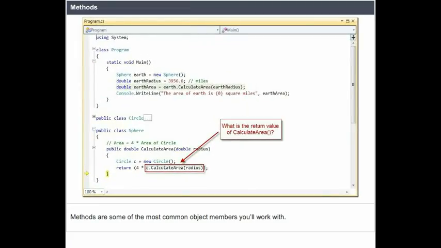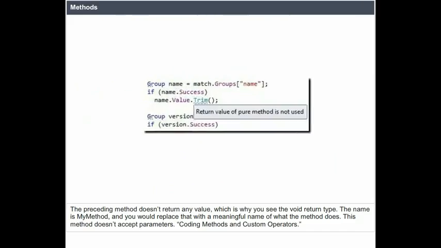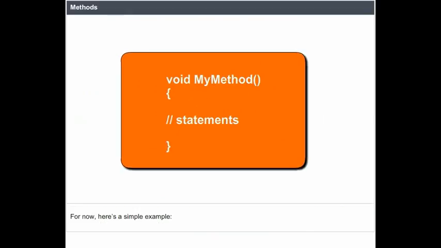Methods. Methods are some of the most common object members you will work with. A C# method is similar to functions, procedures, subroutines, and so on in other programming languages. The preceding method doesn't return any value, which is why you see the void return type. The name is MyMethod, and you would replace that with a meaningful name of what the method does. This method doesn't accept parameters. For now, here's a simple example.